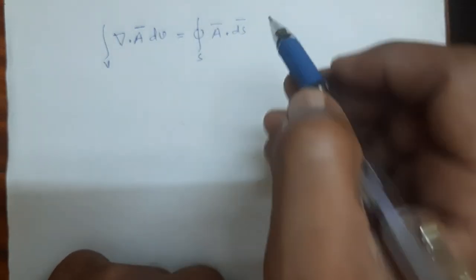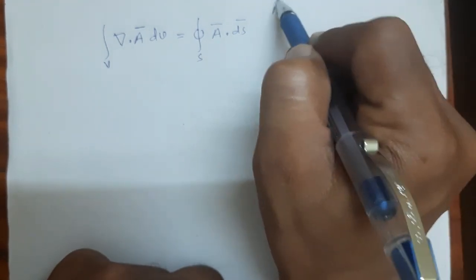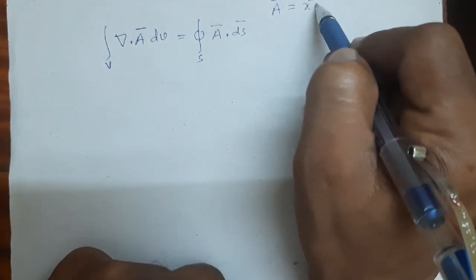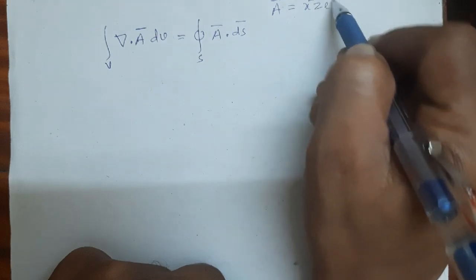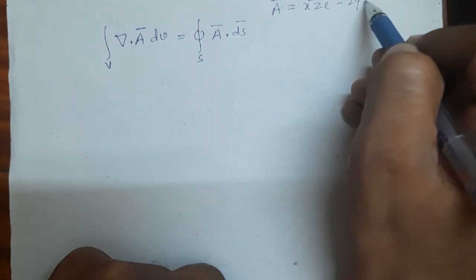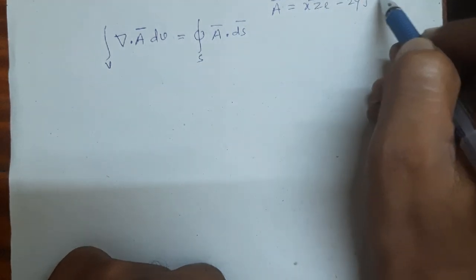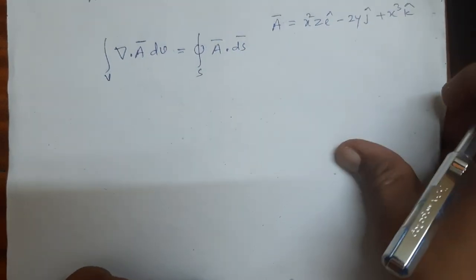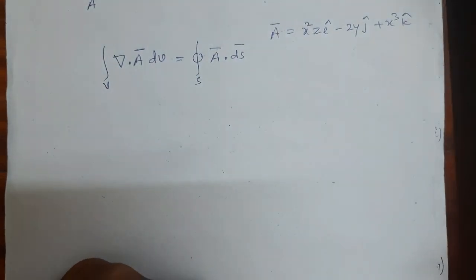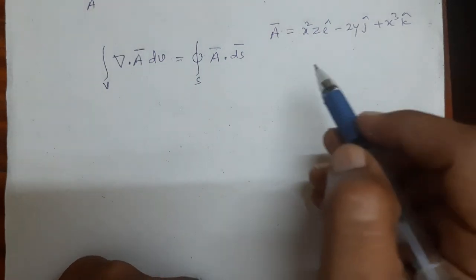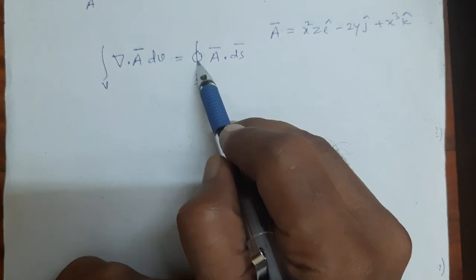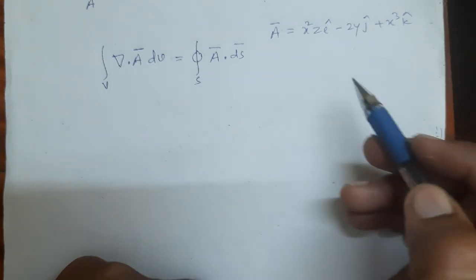Now for a homework, I will give you the function A bar to be equal to x square z i cap minus 2y j cap plus x cube k cap. This is any function. Now you may think about your own function also, no issue. And now what we need? We need the closed surface which bounds the volume.